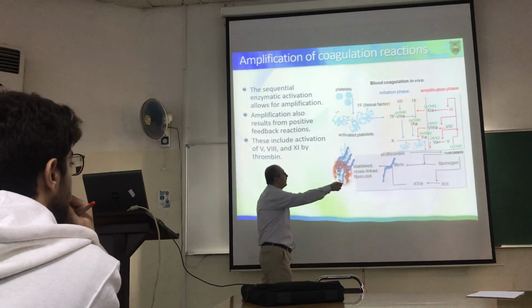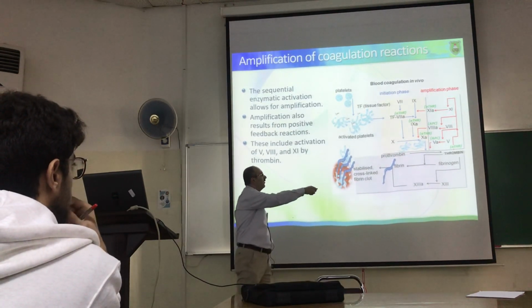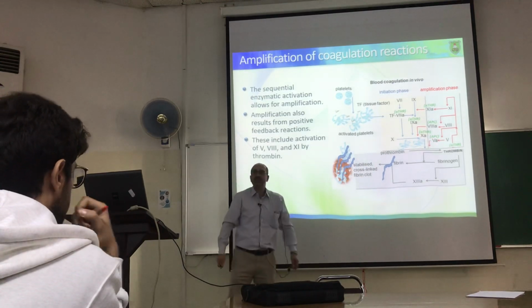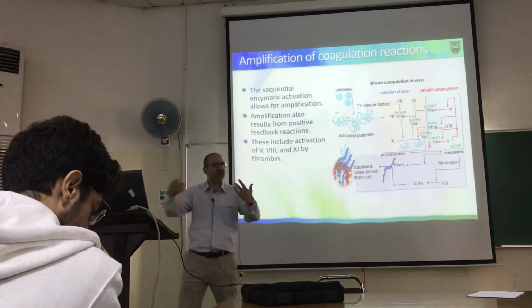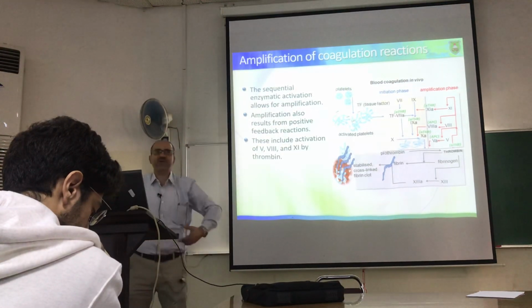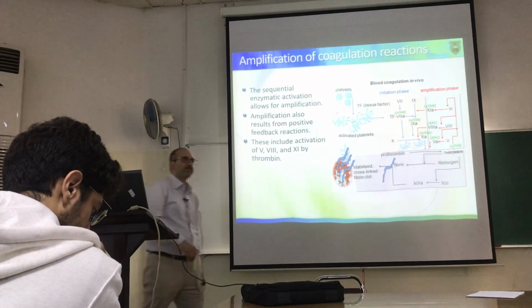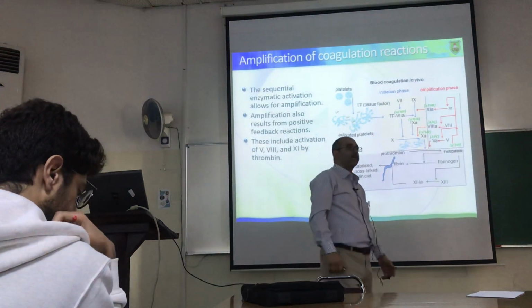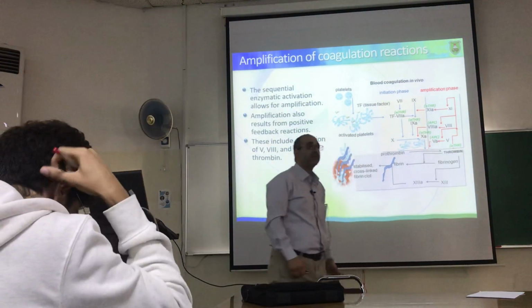It can activate factor 11, it can activate factor 8, it can activate factor 5 as well. So you have amplification of the cascade itself, of all this process as well. Now, can you see positive feedback? Yes, exactly. So how does it stop?